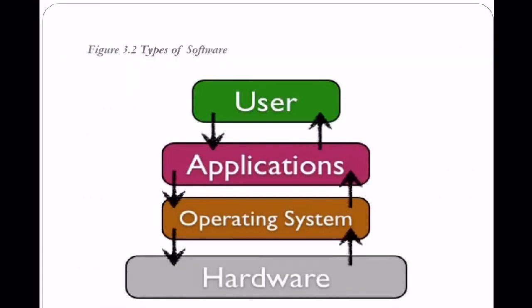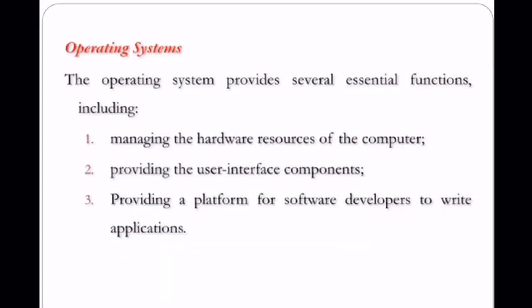So when you see types of software, first we have hardware, then on hardware we need operating systems, then we can create applications, then we have the user. So when you say operating system, the operating system provides several essential functions, but we have three basic functions. First, managing the hardware resources of the computer. It helps to manage the hardware resources of the computer.